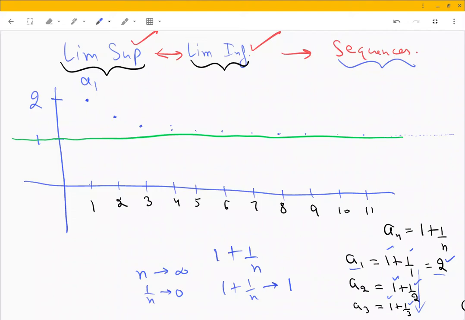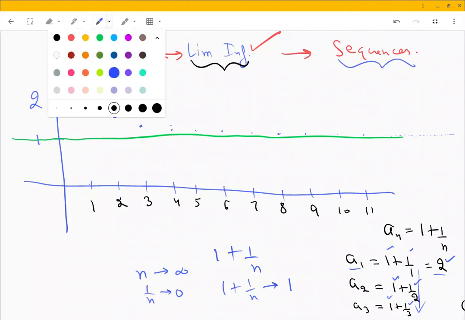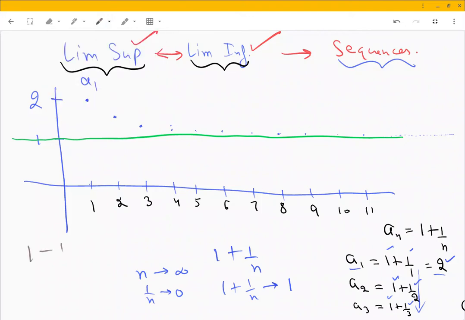Okay, and yeah, since we are at it, let's take one more sequence, 1 minus 1 by n, right? So a1 in this case will be 1 minus 1, that is 0. a2 will be 1 minus 1 by 2. So I'm marking it here. A1 is 0, a2 is half, a3 is 1 minus 1 by 3.